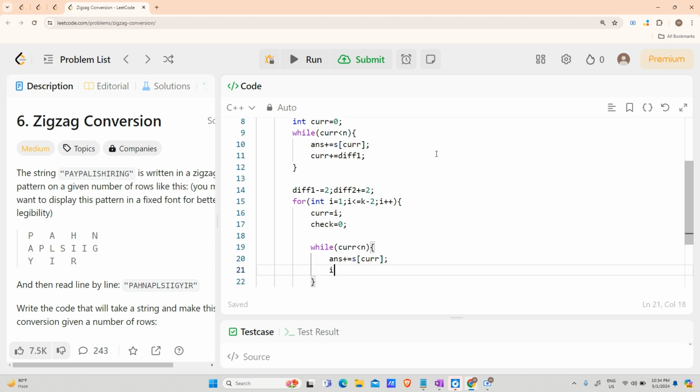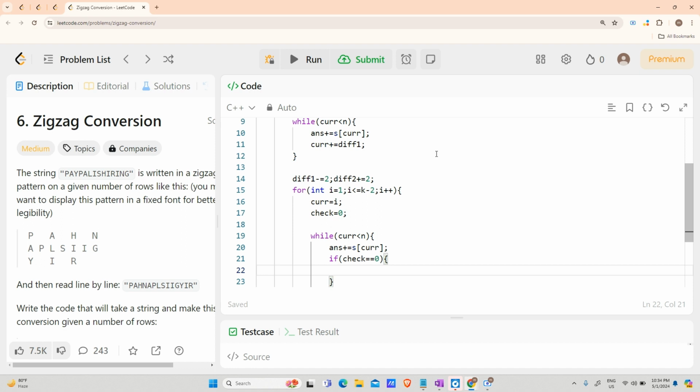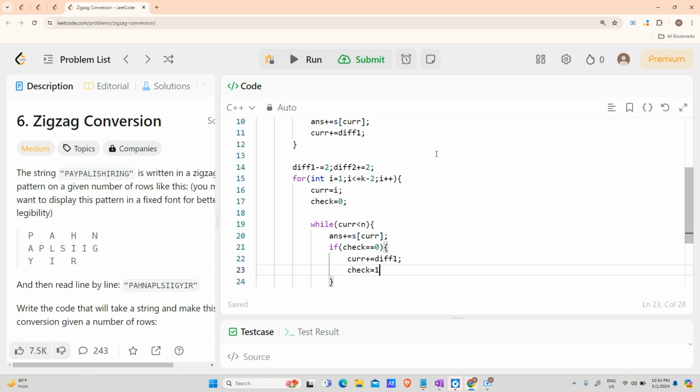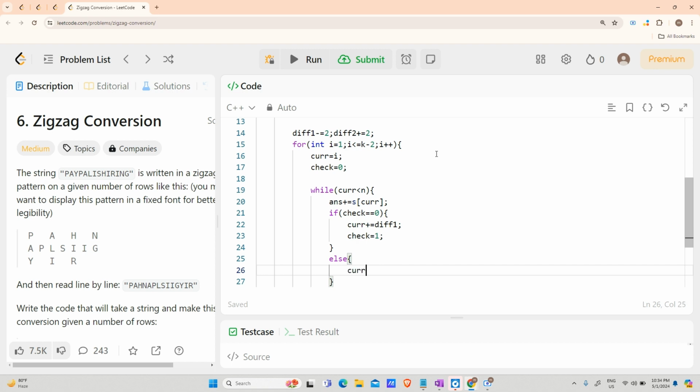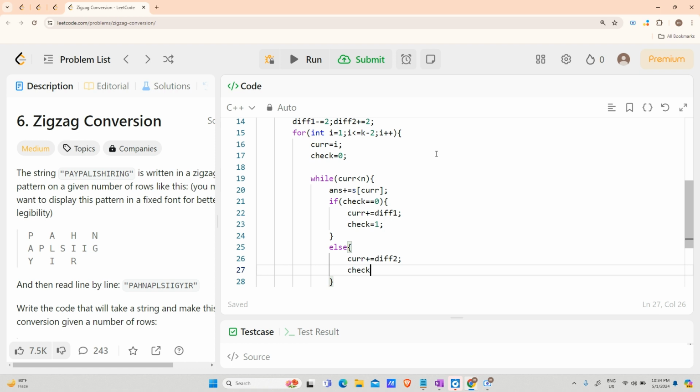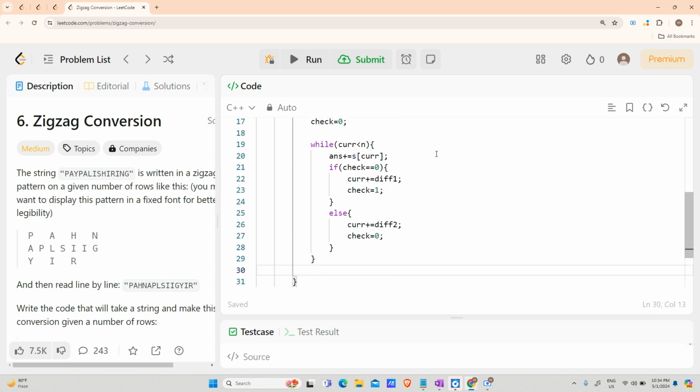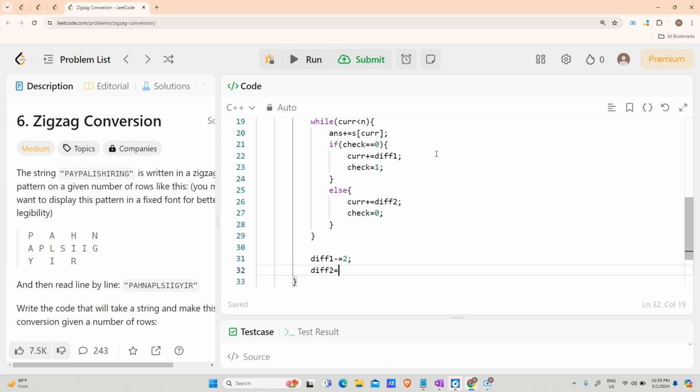Right, and after that, if my check is equal to 0, that means I will have to add my diff1. Cur plus equals to diff1 and check becomes equals to 1 for the next iteration. Else that means my check is 1. I will say cur plus equals to diff2 and check equals to 0. Right, now after the whole iteration for the row is done, I will increment and decrement my diff1 and diff2. So diff1 actually decrements and diff2 actually increments.